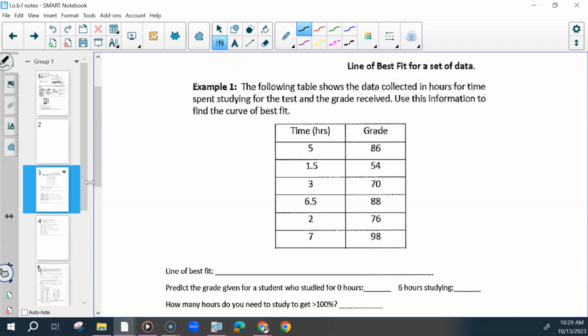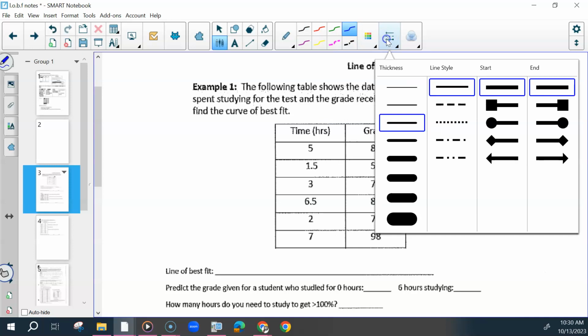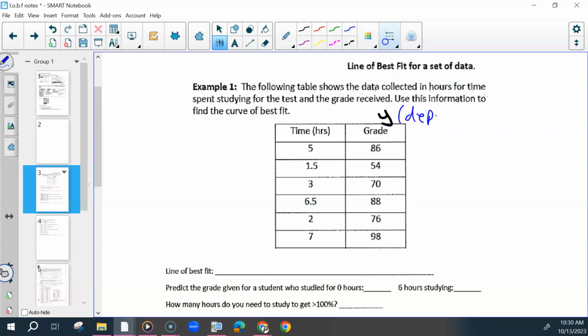So you have to think about which of these is your independent and which is your dependent variable, which depends on the other. Would the time spent studying depend on the grade, or would the grade depend on the time spent studying? The grade would depend on the time spent studying. So anything that depends on something else is going to be your Y. And anything that can stand alone on its own, usually something like time or years, is going to be your X.